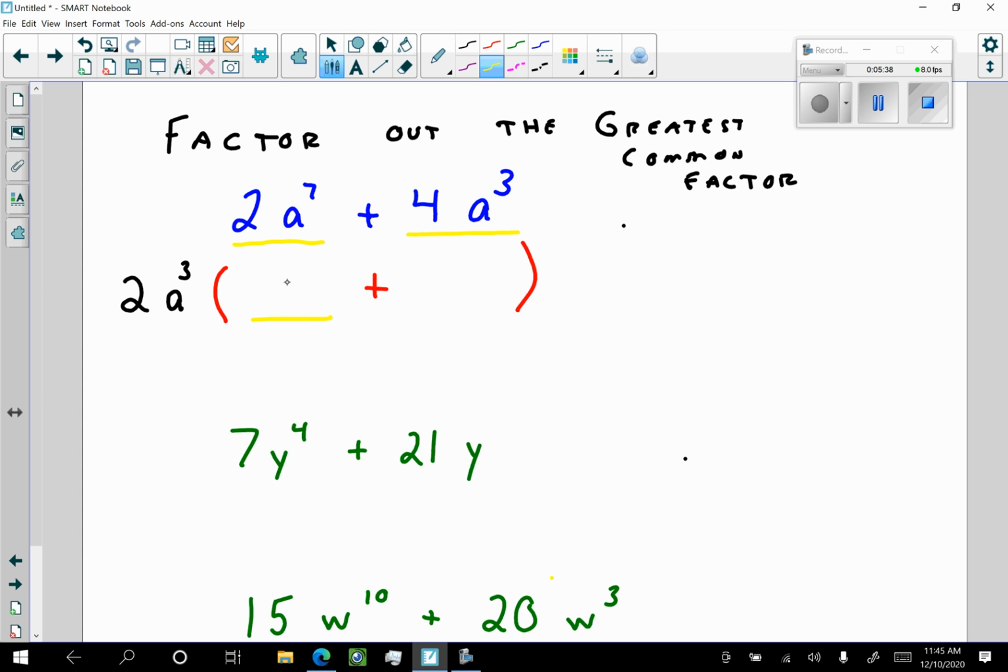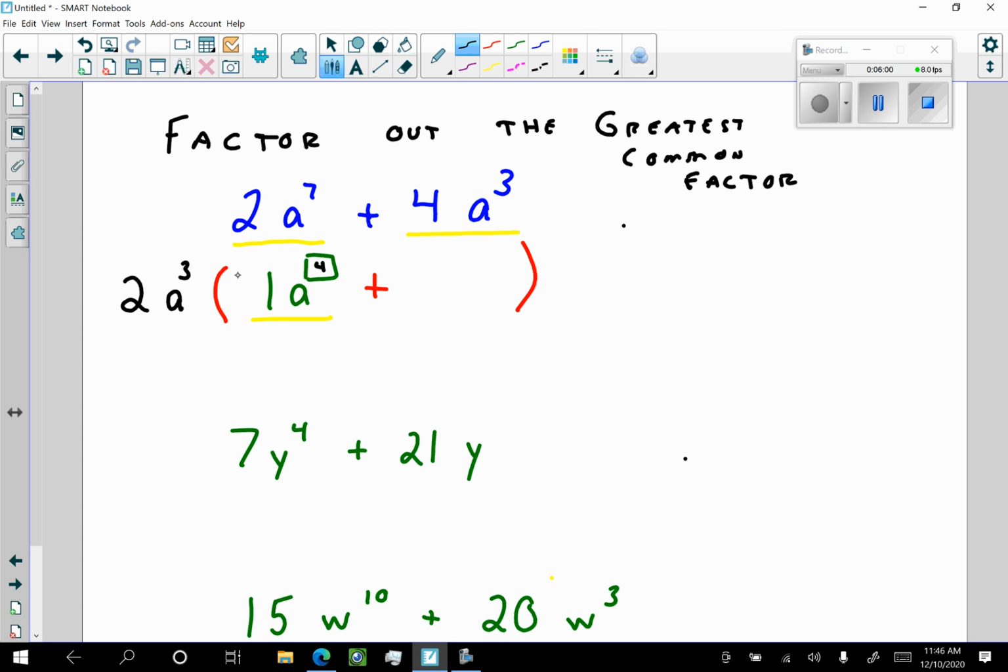Well, 2 times 1 is 2, so I know it's going to be 1 here. But it's going to be 1 times a to what? Well, I have to ask myself a question: 3 plus what is 7? Well, 3 plus 4 is 7. So now I have 2a cubed times a to the 4th is 2a to the 7th.